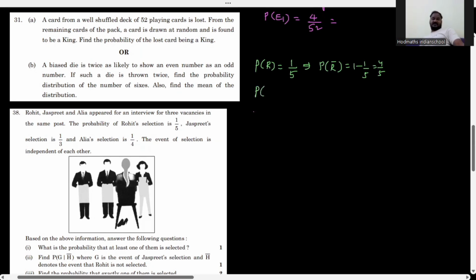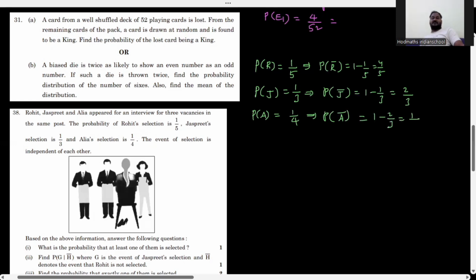And the second one is Jaspreet. So the probability of Jaspreet getting selected is equal to 1 divided by 3. Then the probability of Jaspreet not getting selected is 1 minus 1 by 3 is equal to 2 divided by 3. And the third one is the event of selecting Alia. So the probability of Alia getting selected is 1 divided by 4. That implies the probability of Alia not getting selected is 1 minus 2 by 3, which is equal to 1 by 3. So we have the relevant information.